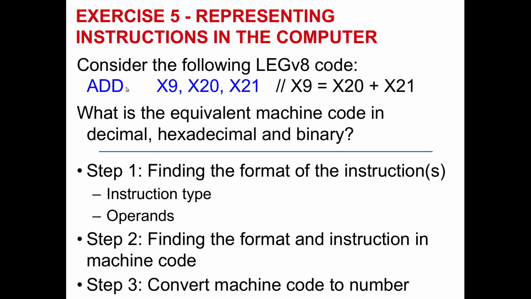In order to solve this problem, we need to follow these 3 steps. In step 1, we need to find the format of the instruction. We need to know what the instruction type and the operands are. And in step 2, we need to find the format and instruction in machine code. And in step 3, we need to convert the machine code into a number in either decimal, hexadecimal, or binary.